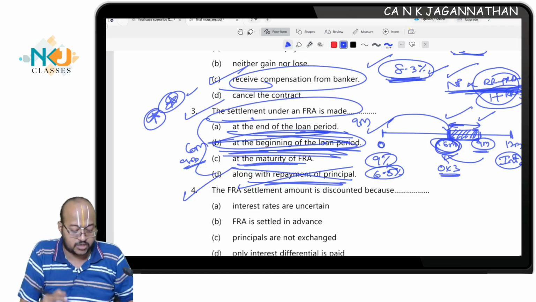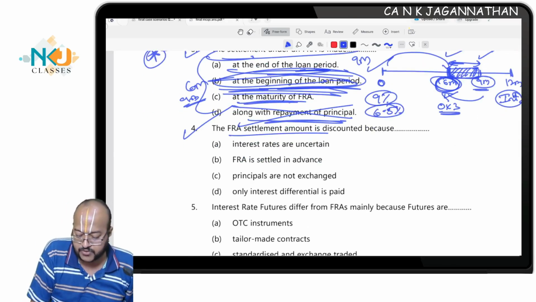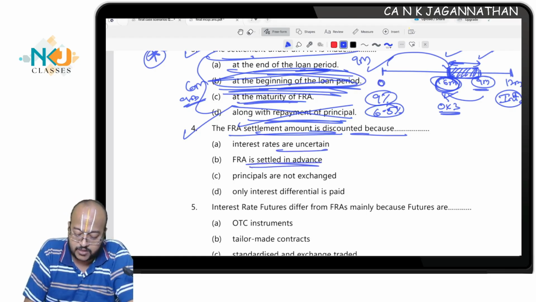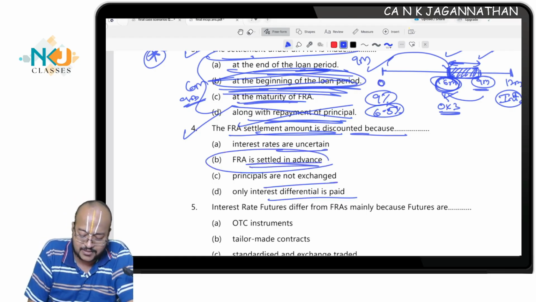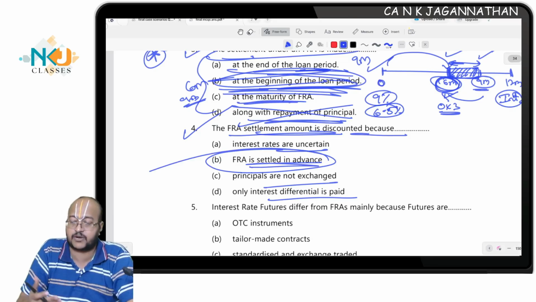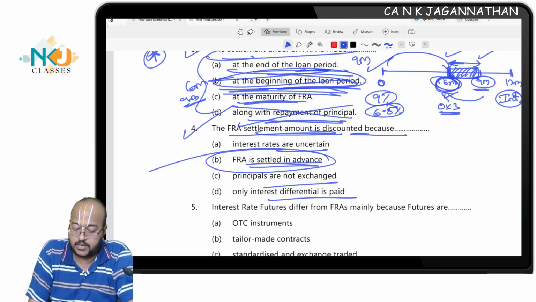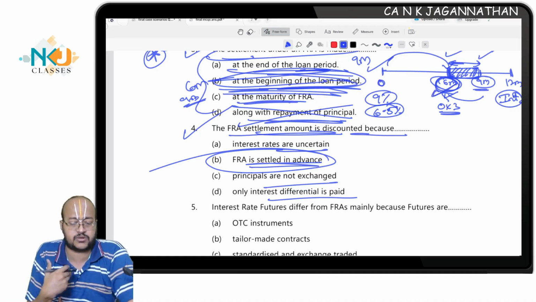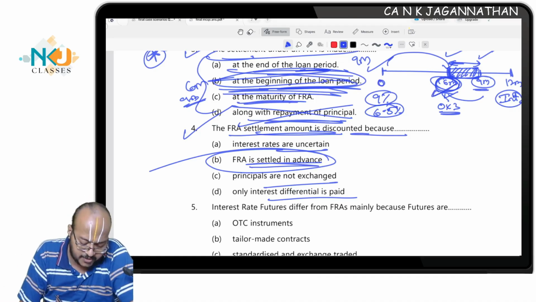The next question also they have asked. I expected that FRA settlement amount is discounted because interest rates are uncertain. FRA is settled in advance. Principal is not exchanged, only interest. This is the thing: FRA is settled in advance. So settlement will happen in the 6 months starting itself. Why? It will be already quantified. What is the interest to be paid? What is to be received? What is the difference? Everything will be quantified.